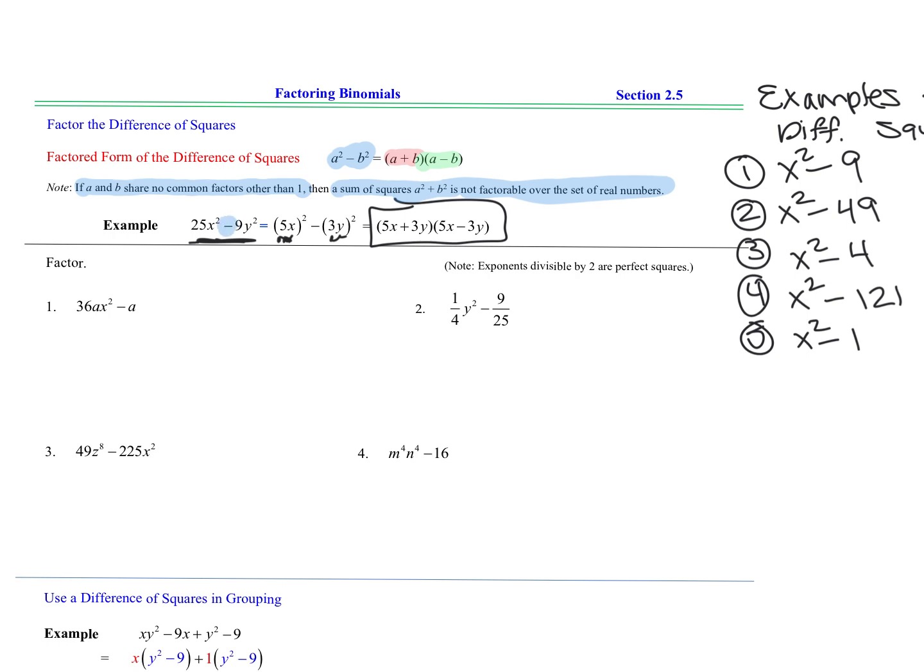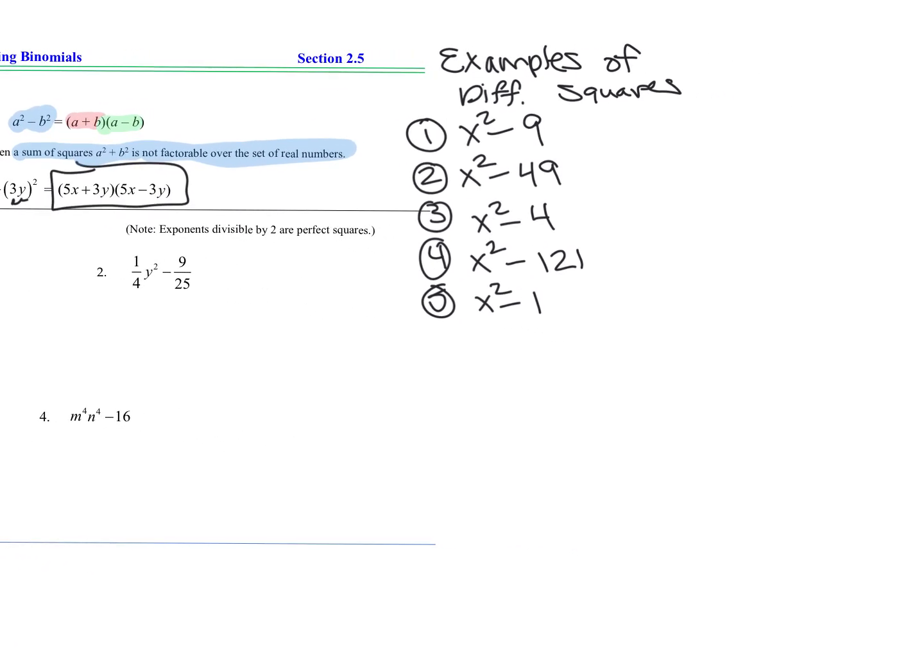Now I want to give you some basic examples before we start on the crazy ones that are offered on this paper. All right, so here are some examples of difference of squares. X squared minus 9. X squared minus 49.